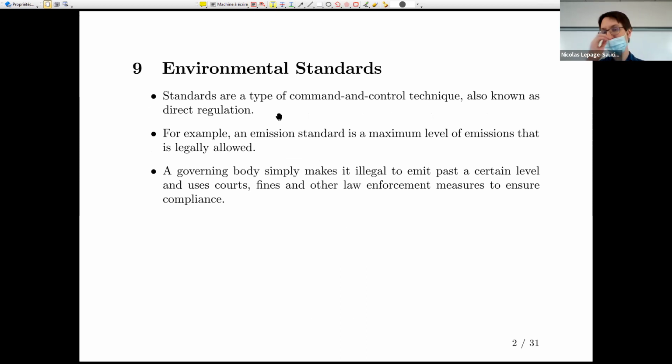Standards are a type of command and control technique, also known as direct regulation. For example, an emission standard is a maximum level of emissions that is legally allowed. You don't have minimums, you just have maximums, of course, because people can be more virtuous than the law requires. So you just have a law that says it's illegal to emit past a certain level, and you can use courts, fines, and other law enforcement measures to ensure compliance.